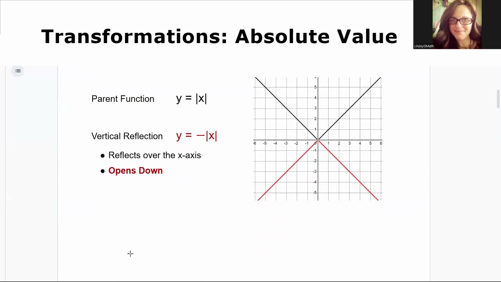Starting with our vertical reflection. A vertical reflection is when we have a negative multiplied out to the left of the absolute value symbols. This will reflect the graph over the x-axis, a vertical reflection. We say this graph opens down.